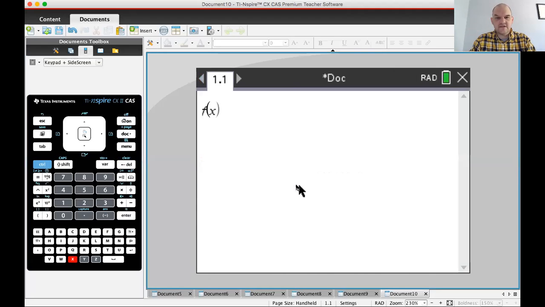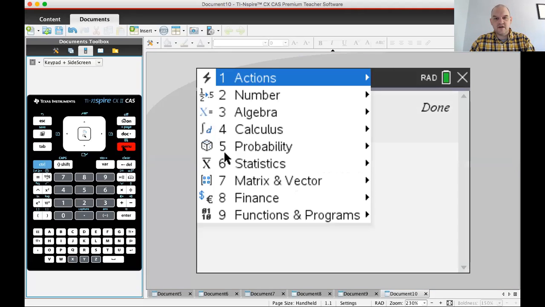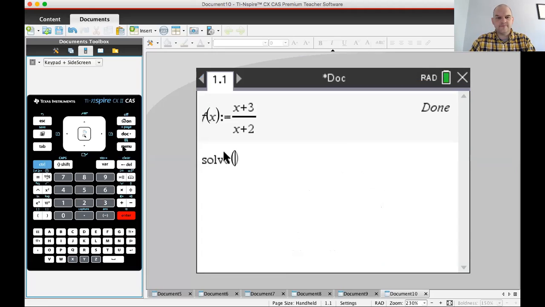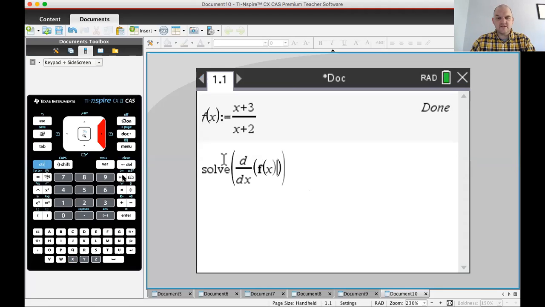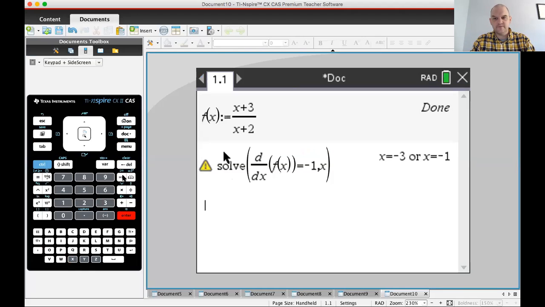All right, f of x is going to be x plus 3 over x plus 2. So what did we do? We solved, so menu 3, solve derivative with respect to x of f of x equals -1. You need to know that perpendiculars have opposite reciprocal slopes. The slope of y=x is 1, so the slope of the perpendicular is -1. Solve this for x. We get -3, -1.